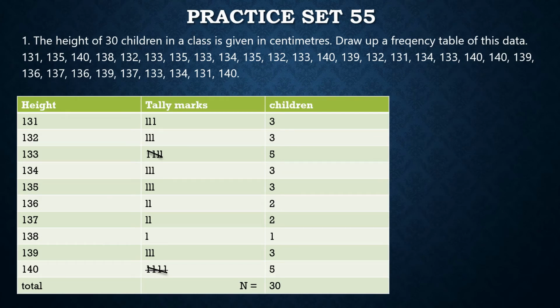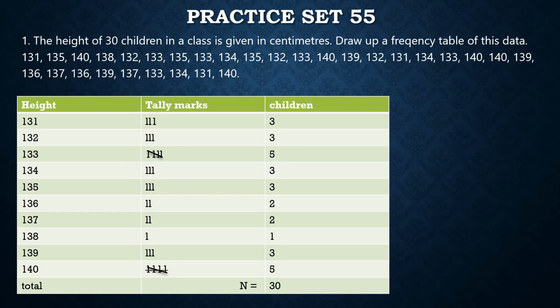Now let us see question number 1. The heights of 30 children in a class are given in centimeters. Draw up a frequency table of this data. The data is given as 131, 135, 140, 138, 132, 133, 135, 133 and so on up till 140. It is already given that the heights of 30 children are given. So we will write the smallest one, that is 131, in the beginning, and go on in increasing order as 132, 133, 134, 135 and up to 140, because the highest one is 140.